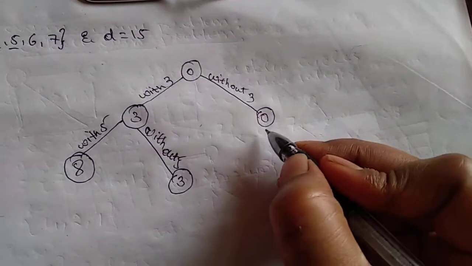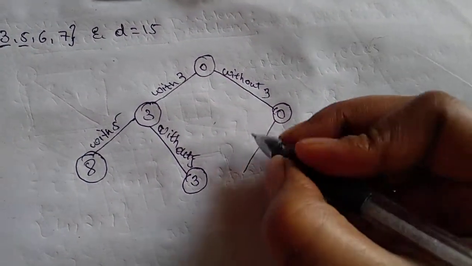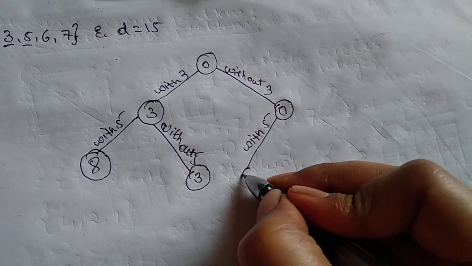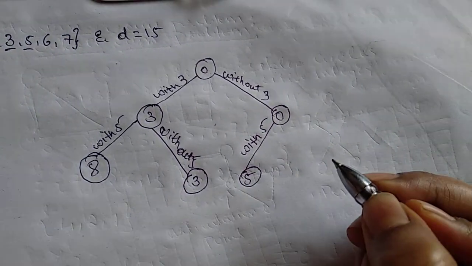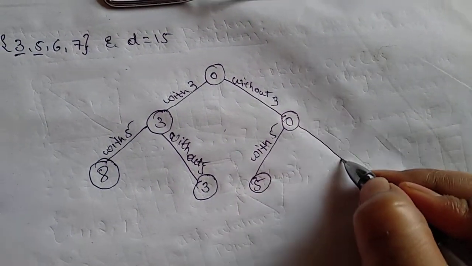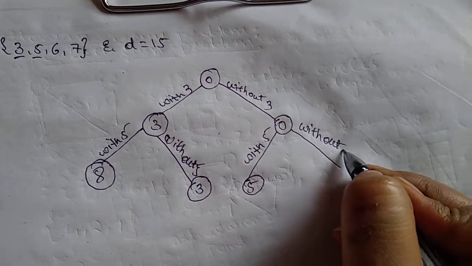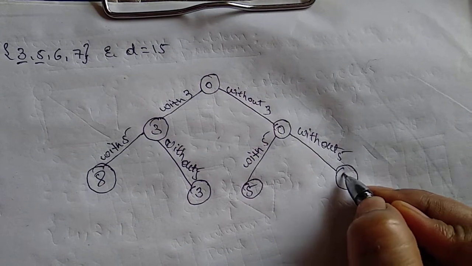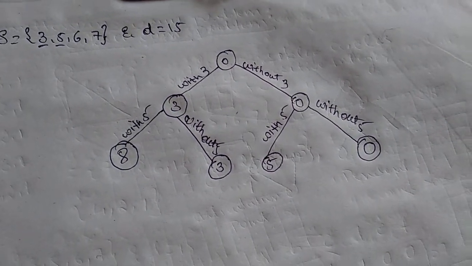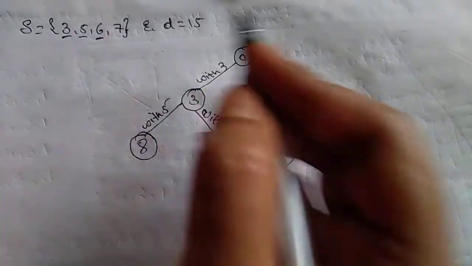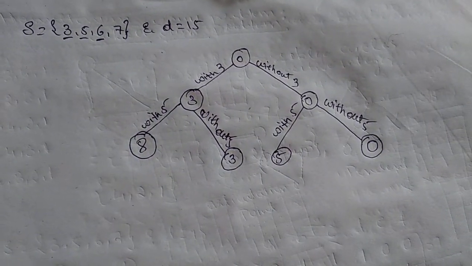See, here also with 5, with 5 means 0 plus 5 is 5 itself. Then without 5, it is 0. It is done. What is the next element? It is 6. We have to get D equal to 15. At last only we will get the solution for this one.